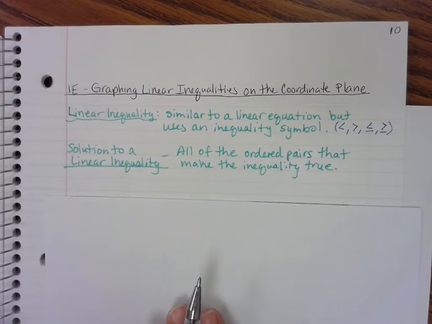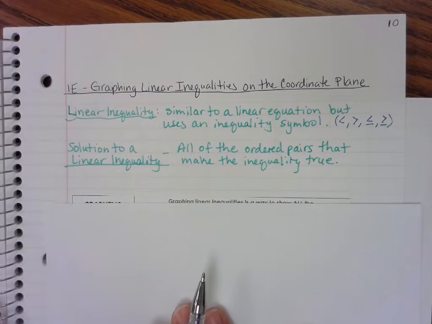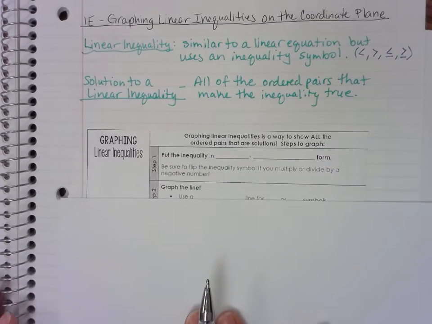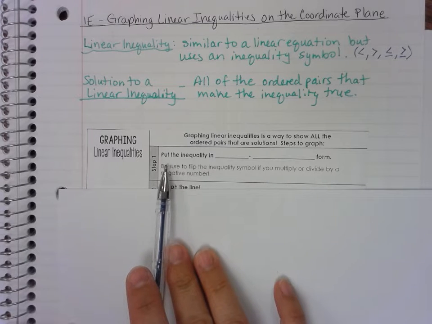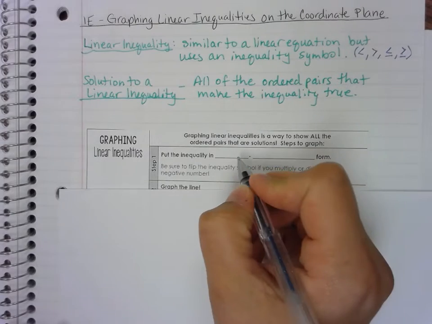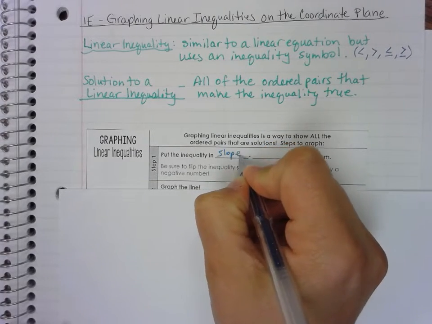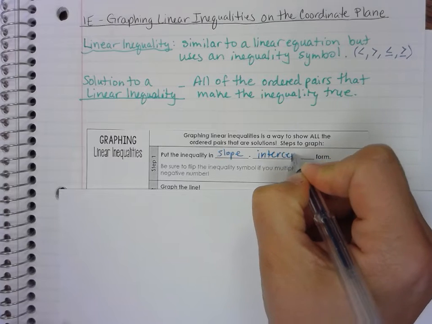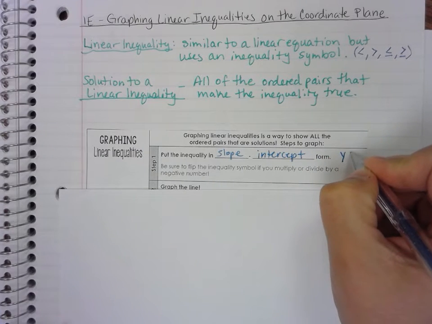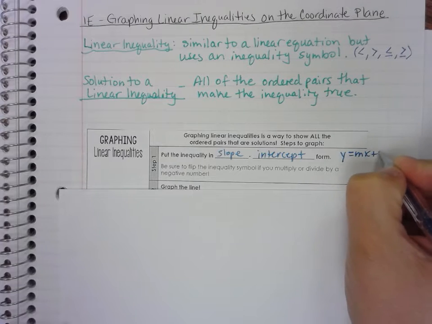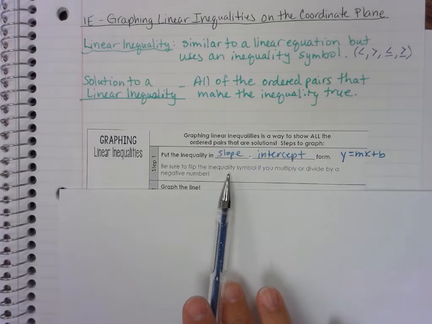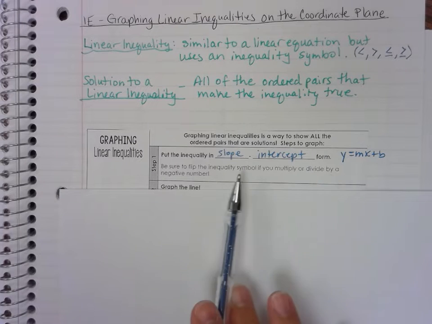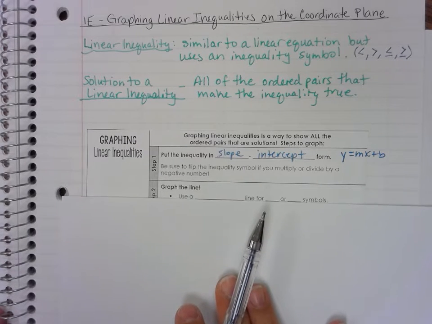So let's talk a little bit about how we graph. I'm going to give you this sheet of paper and you want to go ahead and glue this into your notebook. So the first thing we want to remember is that if we have an inequality, we want to make sure that it is in slope-intercept form. Remember that that's y equals mx plus b. Now in this case it could be greater than, less than, greater than or equal to, or less than or equal to. And we want to be sure to flip the inequality symbol if you multiply or divide by a negative number. The second step is we want to graph the line.